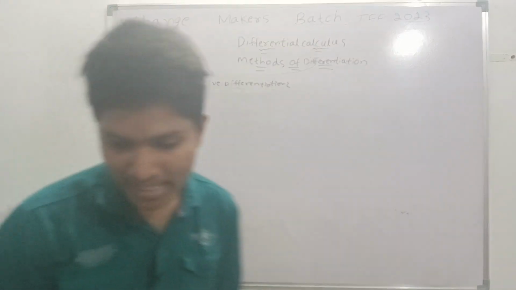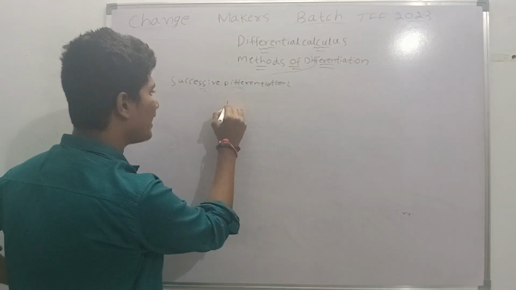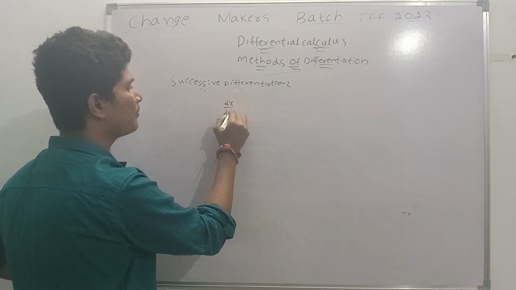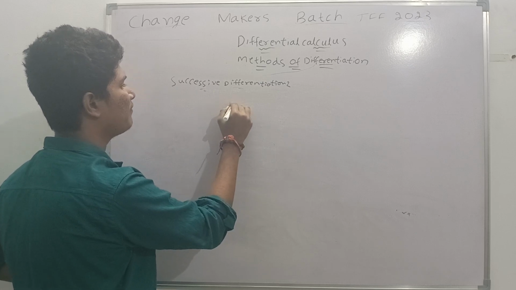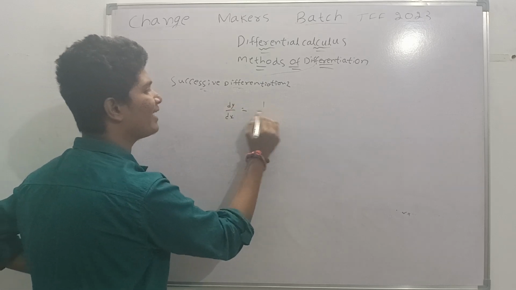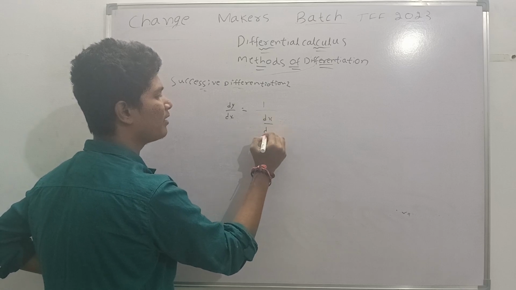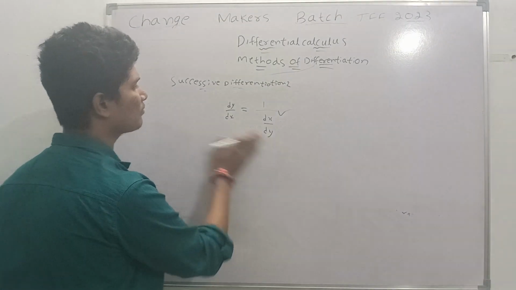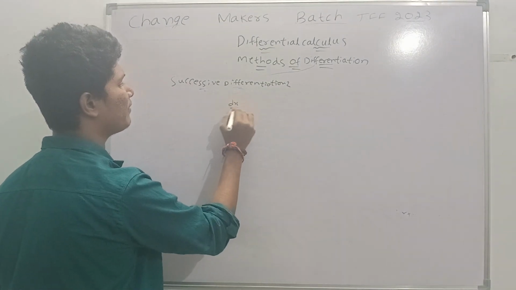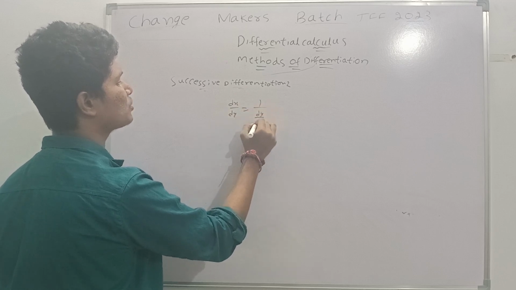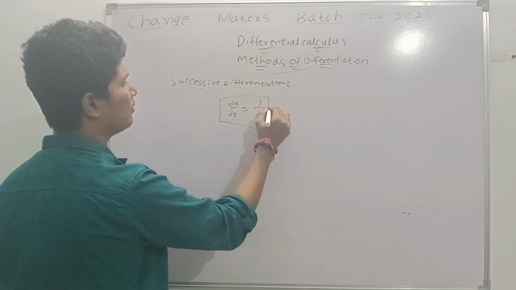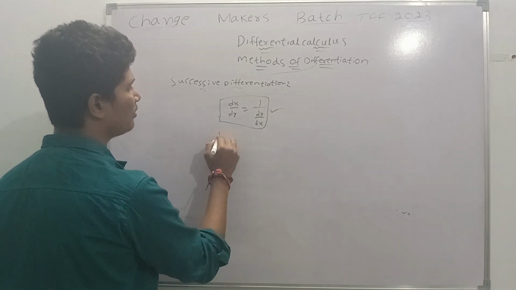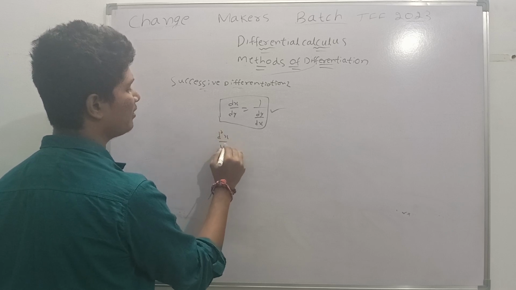Successive differentiation. The meaning of this is, suppose we take dy by dx, you can write it as 1 by dx by dy. It is correct. You can take the reciprocal. Or if you write dx by dy, you can write it as 1 by dy by dx. You can write this. But what you cannot write is d square x divided by dy square.